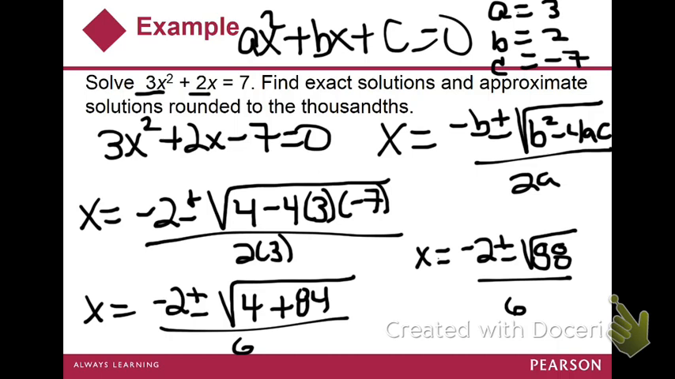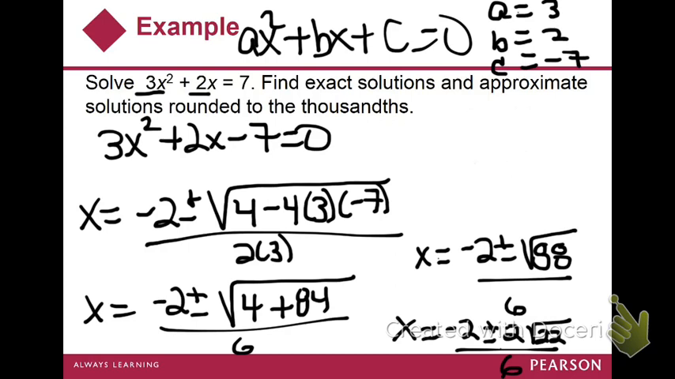Now, it would be lovely if we could leave that alone. But you cannot, because I can think of a number that goes into 88 that's a perfect square. And that number is 4. 4 times 22 is 88. So I've got to take that 4 out. What's the square root of 4? 2. So I can reduce this down to negative 2 plus or minus 2 square roots of 22, because 4 times 22 is 88, all over 6. Now, it would be lovely if we could leave that, but we cannot, because it's got to be reduced. I'm going to change colors here because I'm nearly done.